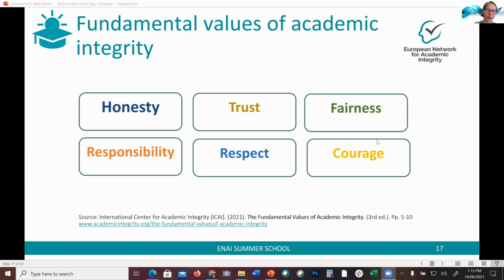And you see here the so-called fundamental values of academic integrity, which were first advocated by the International Center for Academic Integrity. And they are honesty, trust, fairness, responsibility, and respect. I suppose I will not develop these, because we discussed these concepts from the very beginning of our first session. However, I would like to shortly mention courage. This one has been added to the first five values a little bit later.